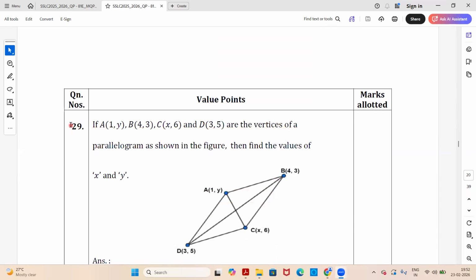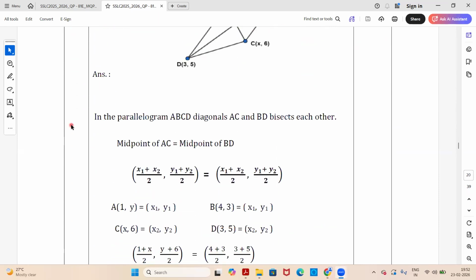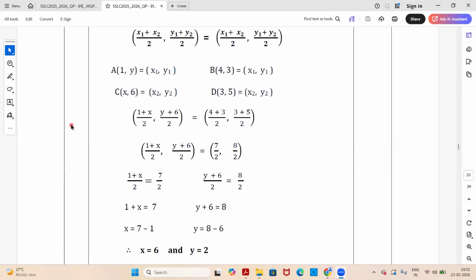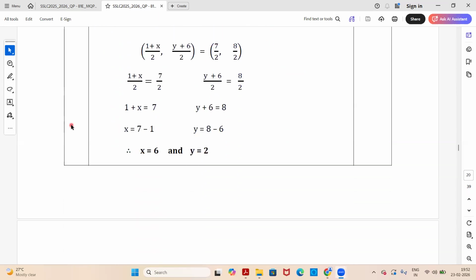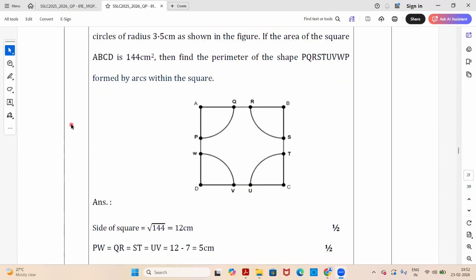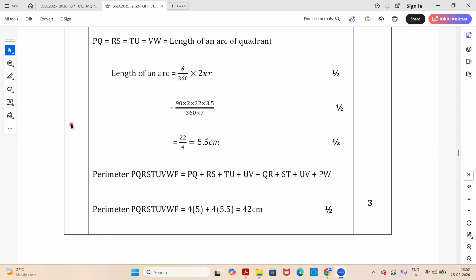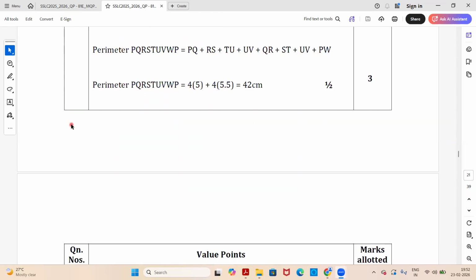Now 29th question. Answer for it. Thirtieth question. And the answer.